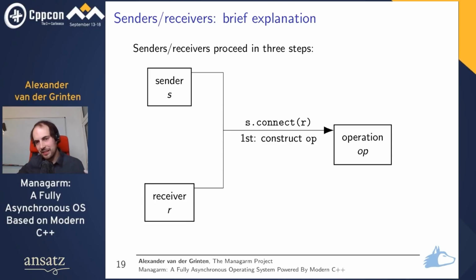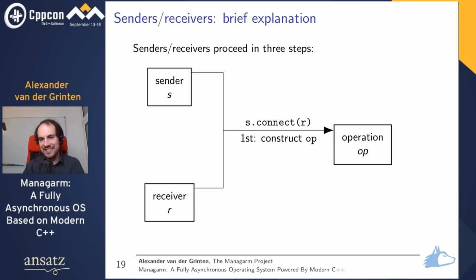Why is that interesting? Usually the sender and receiver are just movable objects. They store some data and they can be moved around, but the operation is something that cannot be moved. And why can't it be moved? Because at some point the operation needs to complete, and for that, we usually need a pointer to the operation. So the pointer must not change. Otherwise, we run into problems.